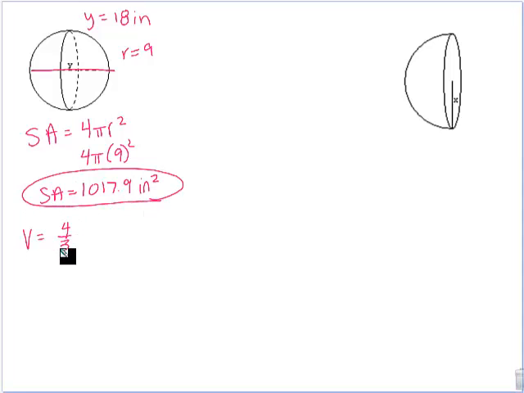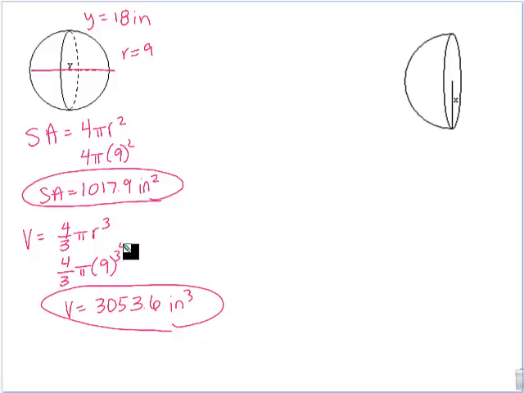Volume formula is 4/3 pi r cubed. So 4/3 times pi times 9 cubed. So when we figure out that, we end up getting a volume of 3,053.6 inches cubed. Now right here, some of you may not know where the cubed button is on your calculator.